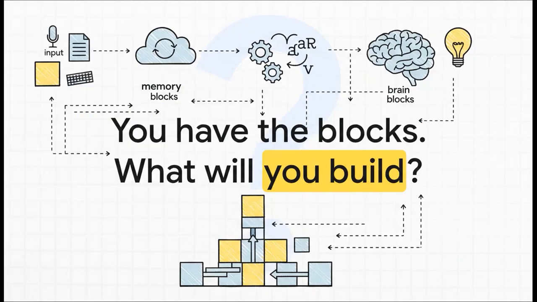So there you have it. We've seen that retrieval augmented generation isn't just one thing, but this powerful modular toolkit. You've got your input blocks, your memory blocks, your translator blocks, and your brain blocks. You can mix them, match them, and connect them in pretty much endless ways. So the only question left is, you've got the blocks. What are you going to build?